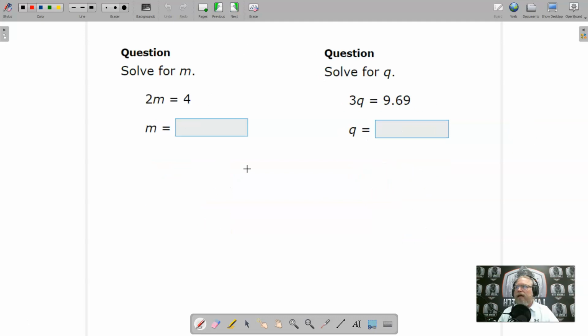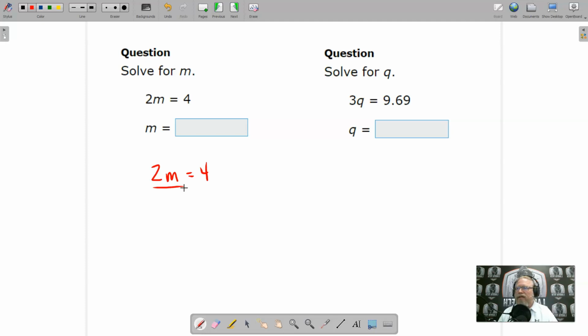So now let's go ahead and look at some problems in which we have multiplication and division, or multiplication or division, or it's only going to be one or the other in this. All right, here we have 2m equals 4, so this means 2 times m. So we have 2m equals 4. So the 2 is tied to the m through multiplication. So we want to use division.